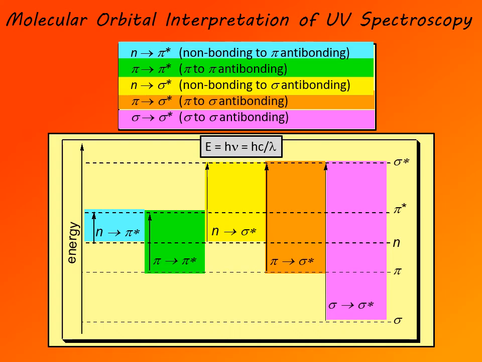But there are exceptions, and one of those exceptions is carbon-iodine bonds. So carbon-iodine bonds can be observed by UV visible spectroscopy.